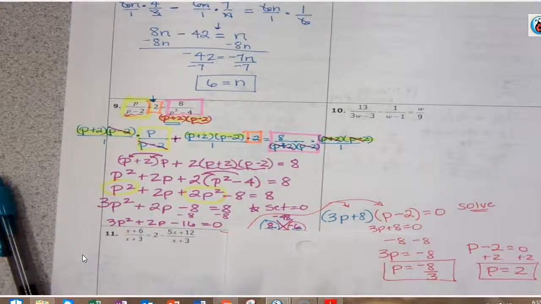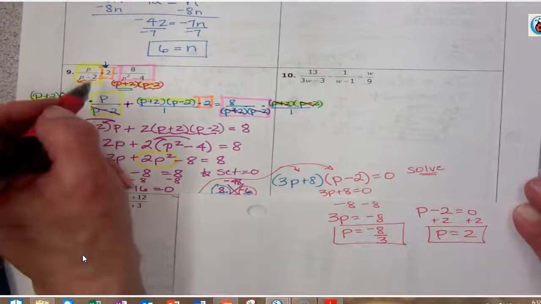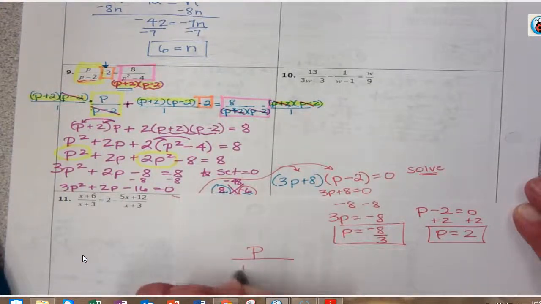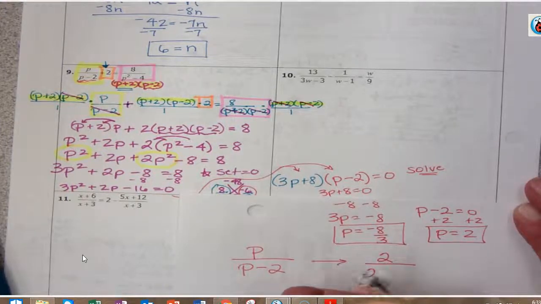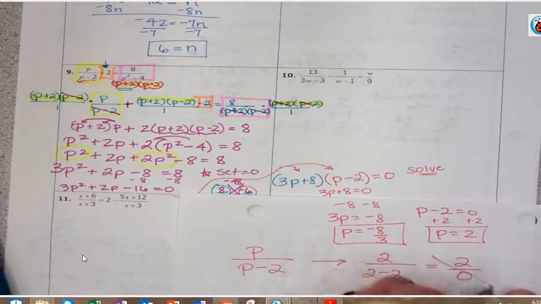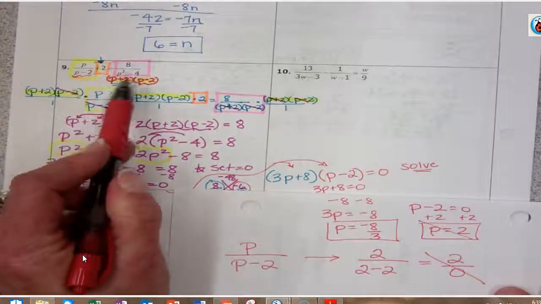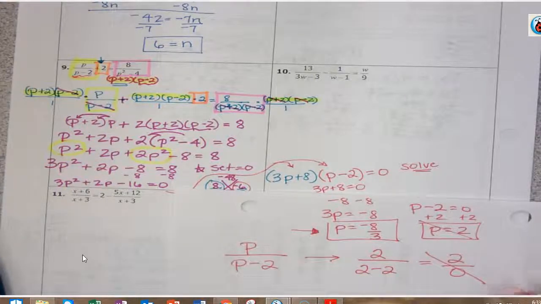However, last thing, if p were to equal 2, and I go back up here to my original equation, I'm going to notice that p divided by p minus 2, if p equals 2, would be 2 divided by 2 minus 2. That's going to give me 2 divided by 0. You cannot have that. You cannot divide by 0. So this is a non-solution. That does not work. P cannot be 2 in either of these situations. So this is my only solution. All right.